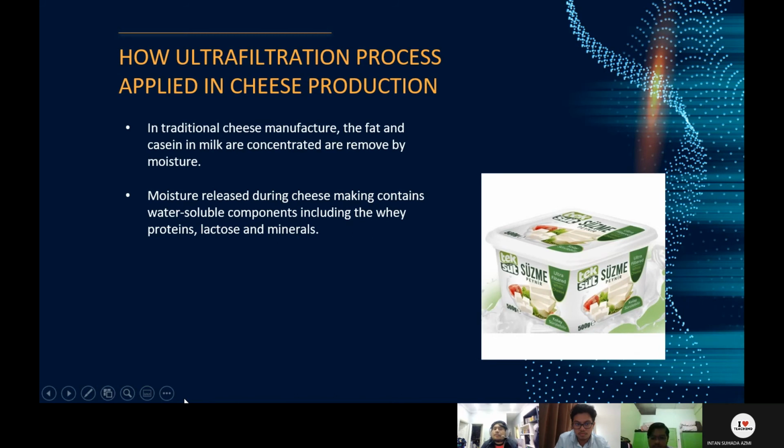So how does the ultrafiltration process apply in cheese production? So in traditional cheese manufacture, the fat and casein in milk are concentrated and the moisture is removed. So this particular moisture released during cheese making contains water-soluble components, including the whey proteins, lactose, and minerals. So this picture here is an example of the product.